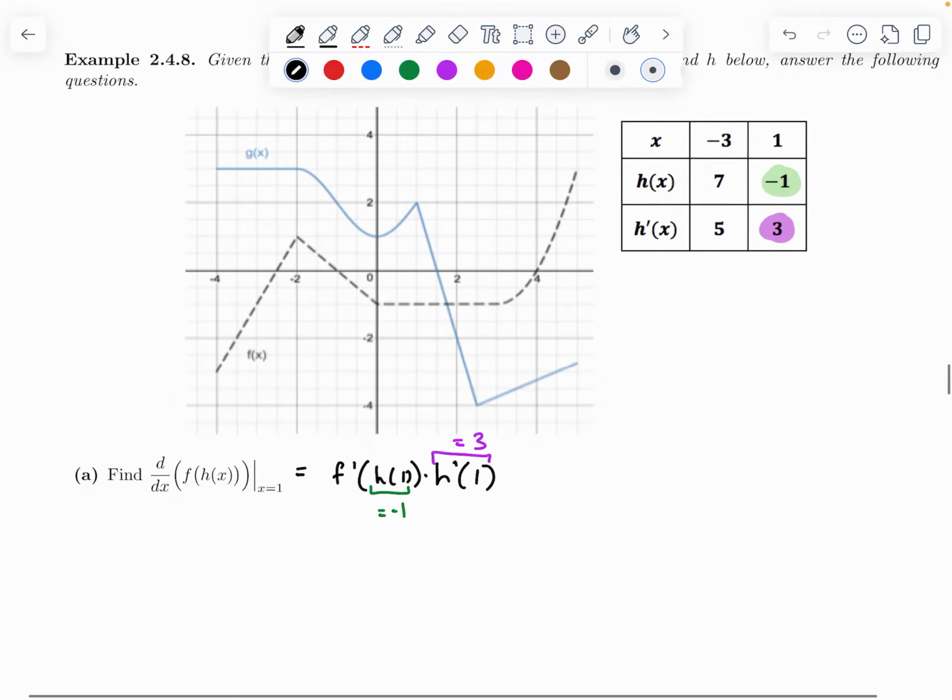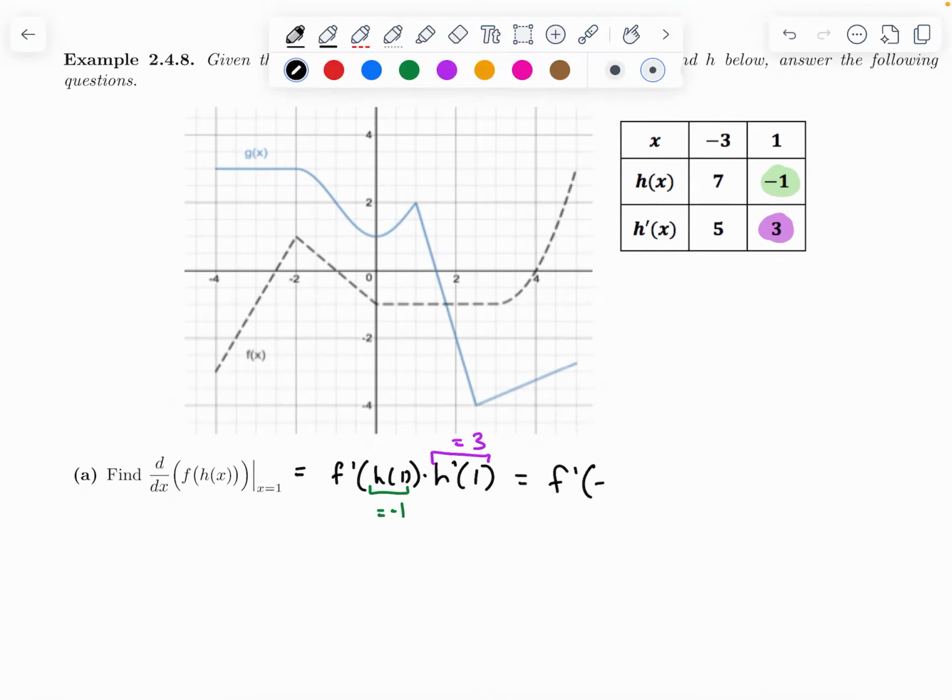So this is f prime of -1 times 3. But what's f prime of -1? We're not given the function, but we are given its graph. At -1, you might be tempted to say that f prime of -1 is 0, but that is f of -1. F of -1 is 0, but f prime of -1 is the slope of the tangent line there.